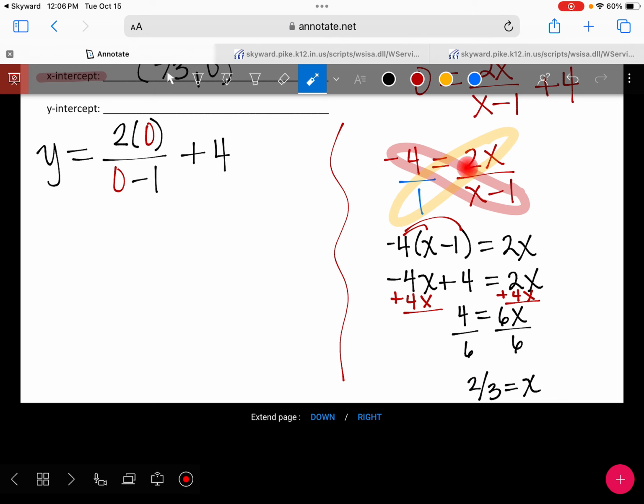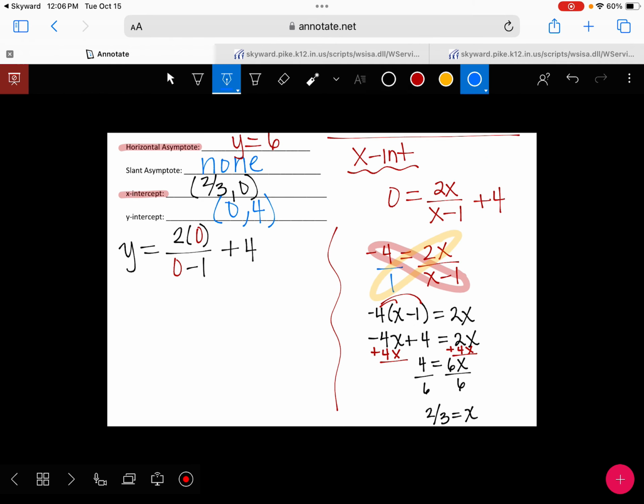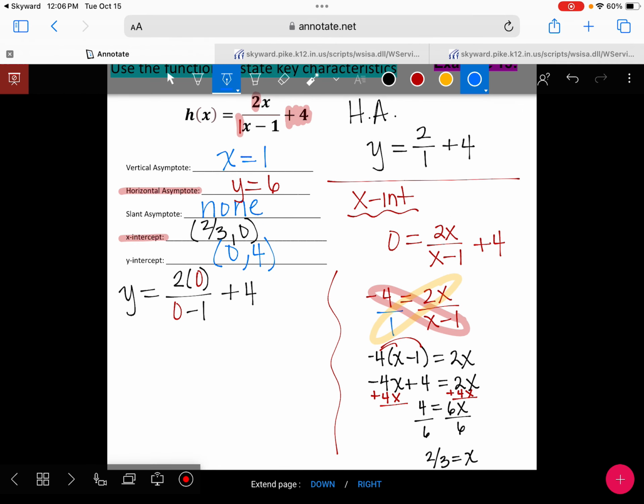So this is the side where I did my x-intercept, and now I'm doing my y-intercept over here. So who got 4? Yep. So then I would write that as an ordered pair, and it would be 0, 4. Any questions?